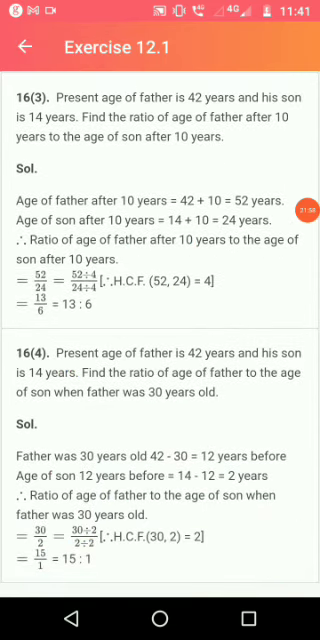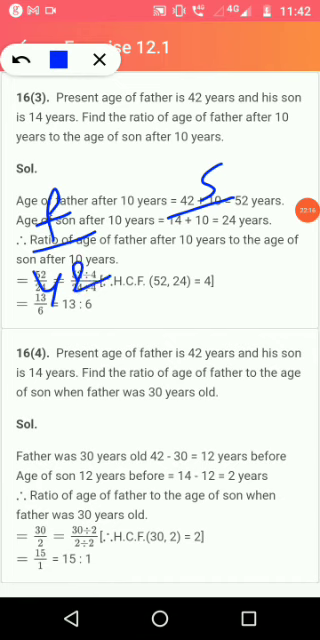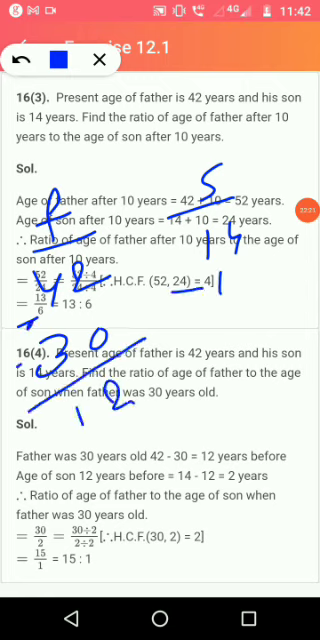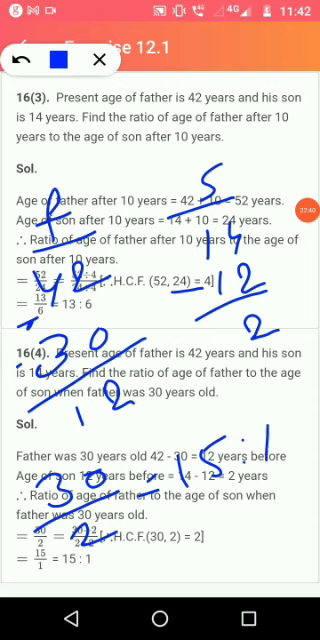There's one more. Present age of father is 42 years and son is 14. Find the ratio of the age when father was 30 years old. So when father was 30 years old, father is 42, son is 14. If father is 30 years old, it is minus how much? If you minus 30 from 42, you will get 12. Again, minus 12 from 14, you will get 2. So son was 2 years old. So 30:2, which is 15:1. Alright? Okay, that's it.